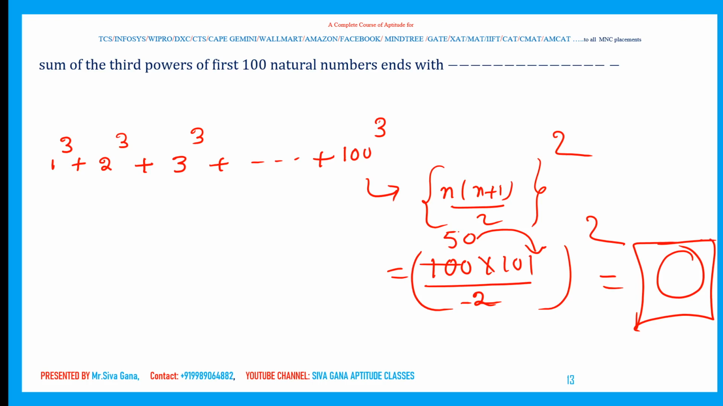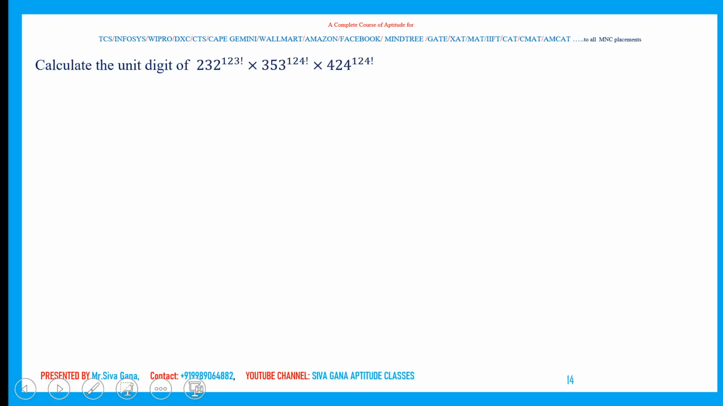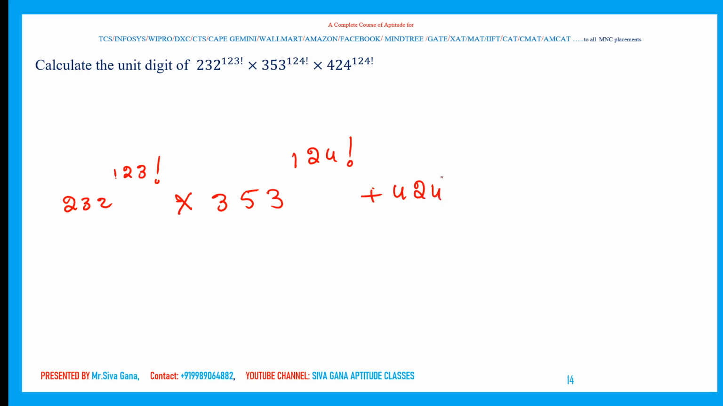Unit digit is 0. Now calculate the unit digit of this one. No need to fear, my dear students, whatever the factorial is given. If the factorial is given, it is a much easier question. Why it is an easy question, I will tell.